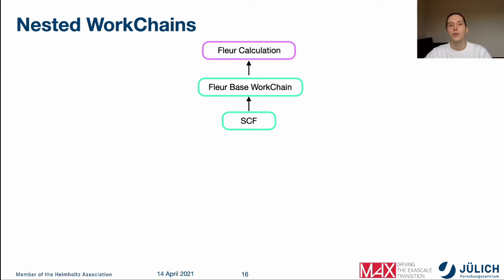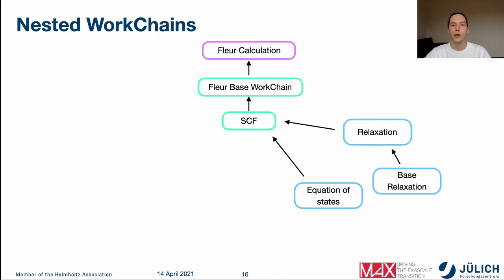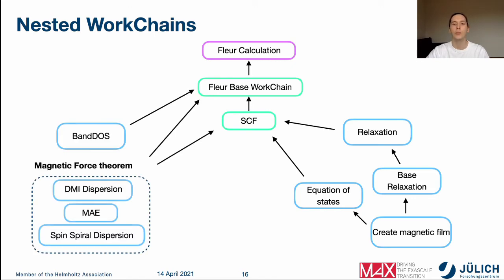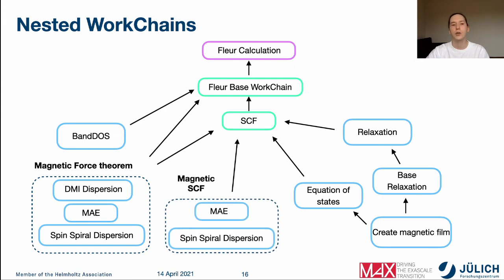Let's have a look at the other WorkChains implemented in the AiiDA Fleur package and how they depend on each other. First of all, I already mentioned the equation of states WorkChain. This WorkChain uses a self-consistent WorkChain several times in order to converge the charge densities and calculate the total energy of all of the structures that should be calculated. Next, we have the relaxation WorkChain, which is responsible for relaxation of atomic positions. For example, using this WorkChain, one can calculate the equilibrium distance between layers in the surface. The equation of states and the relaxation WorkChain are used by the higher level WorkChain, the Create Magnetic Film WorkChain, which we will consider later. We also have the Density of States WorkChain and other WorkChains that can be used for magnetic calculations that you got familiar with yesterday. These are the magnetic anisotropy energy calculation, the DMI calculation, and the spin spiral calculations.